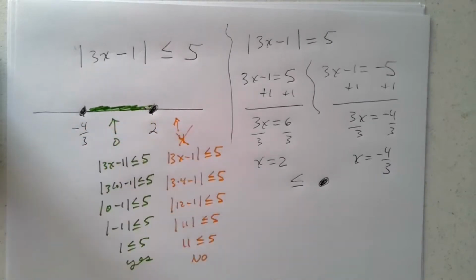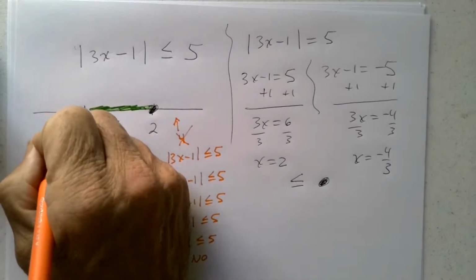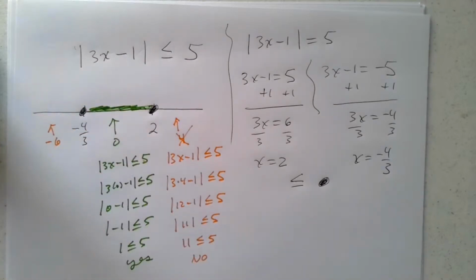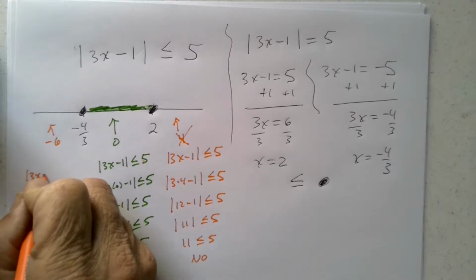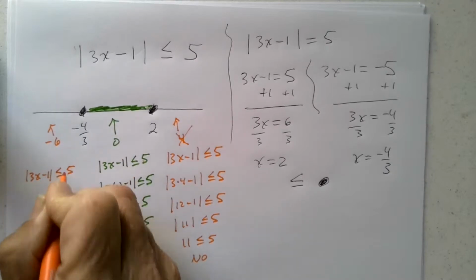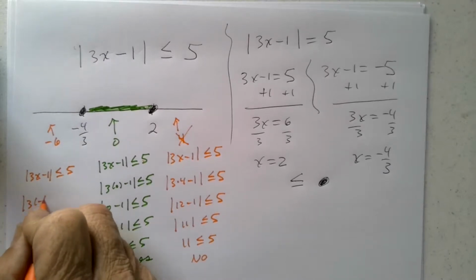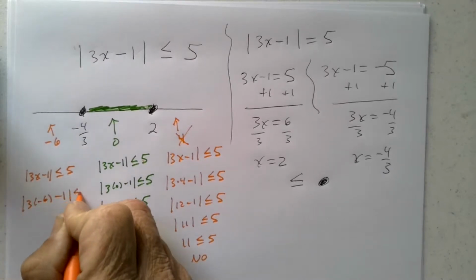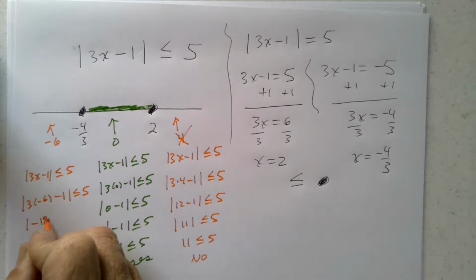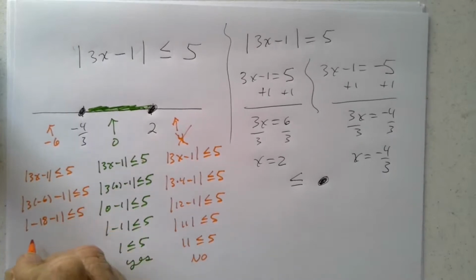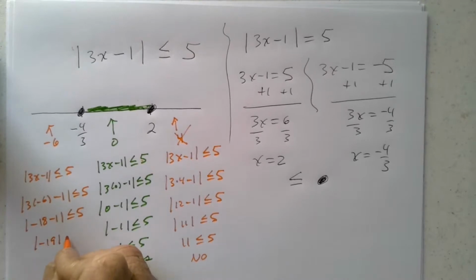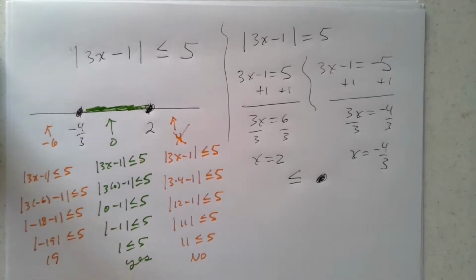And beyond negative 4/3, just think about this a little bit. That's negative 1 1/3. So negative 2, negative 3, negative 4, negative 5, negative 6. Pick one. Negative 6 seems perfectly reasonable. You could have picked negative 2. Just make sure you know it's beyond negative 4/3. Again, absolute value of 3x minus 1 less than or equal to 5. Plug in the negative 6. 3 times negative 6 minus 1. Negative 18 minus 1. Absolute value of negative 19 less than or equal to 5. Is 19 less than or equal to 5? No.